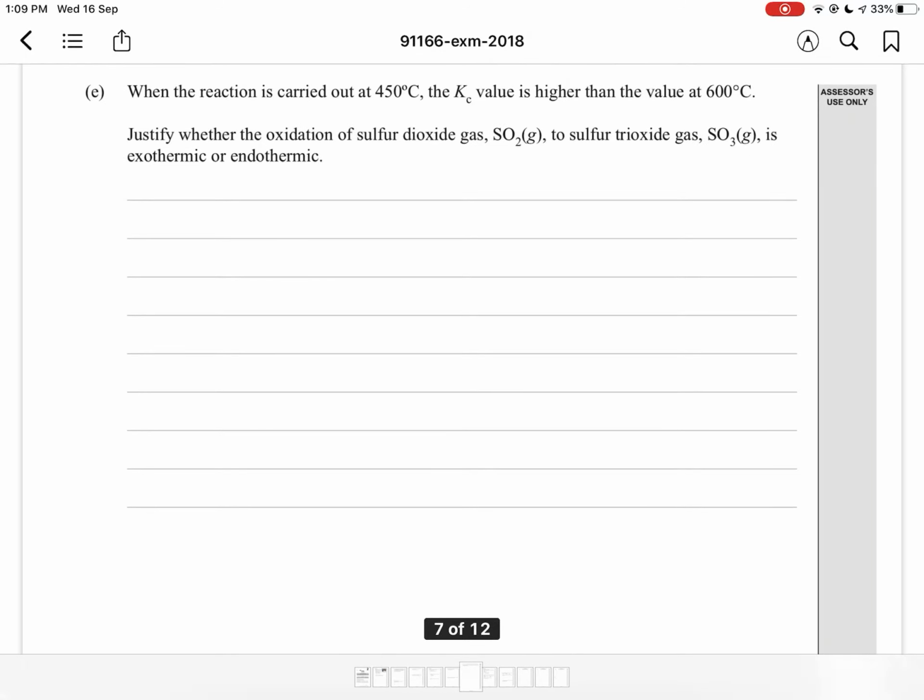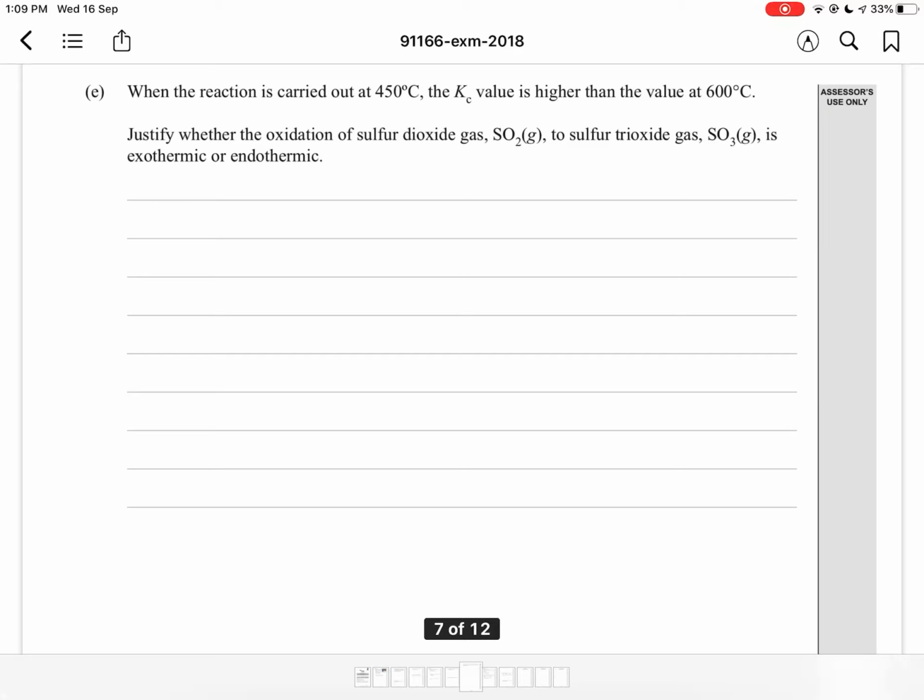Question E: when the reaction is carried out at 450 degrees Celsius, the Kc value is higher than the value at 600 degrees Celsius. Justify whether the oxidation of sulfur dioxide gas to sulfur trioxide gas is exothermic or endothermic. So in this case, we have decreased the temperature, which means that the heat energy will actually decrease, okay? So by decreasing the temperature, there's less heat energy, so therefore equilibrium will shift in the direction.